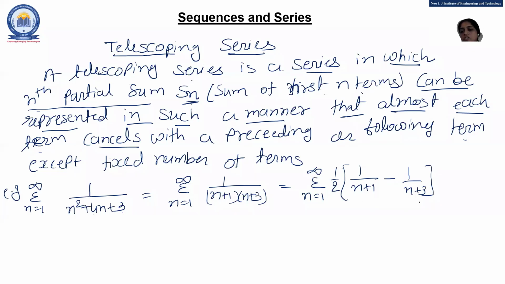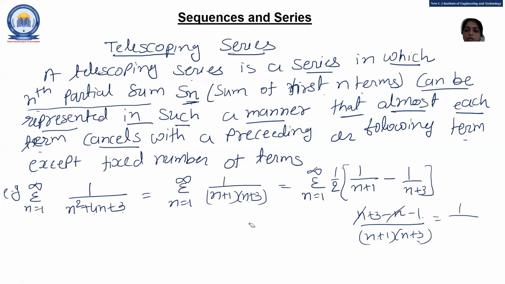See, let's check. After taking LCM, here n plus 3 minus n minus 1 upon n plus 1 into n plus 3, right? So both n will be cancelled out. Here 3 minus 1 is 2, so I put here 1 by 2, and both 2 will be cancelled. So the remaining term is what? 1 upon n plus 1 into n plus 3. Okay, so both are same.